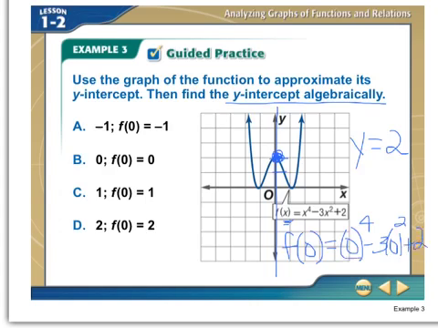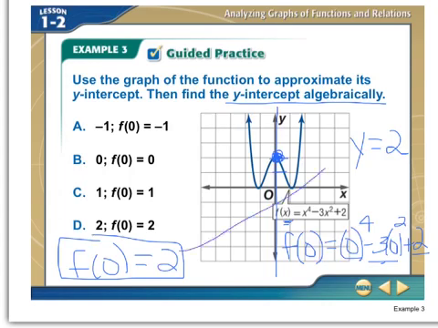Okay, 0 to the 4th is just 0 times 0 times 0 times 0, which is 0. 0 squared times negative 3 is 0. And if I add a plus 2 on the end, 0 plus 0 plus 2 gives me f of 0 is equal to 2. So algebraically, we have found that our y-intercept is 2, as well as our approximate value that we looked at from the graph. So our answer here is going to be D.